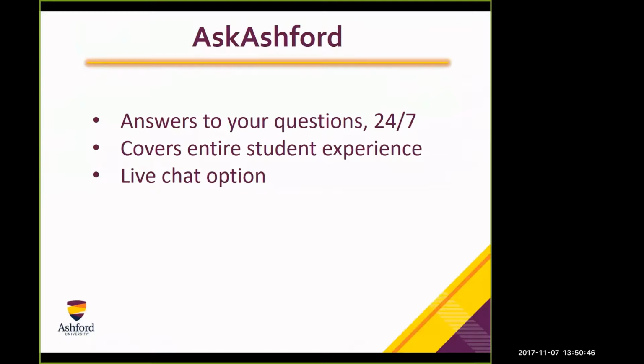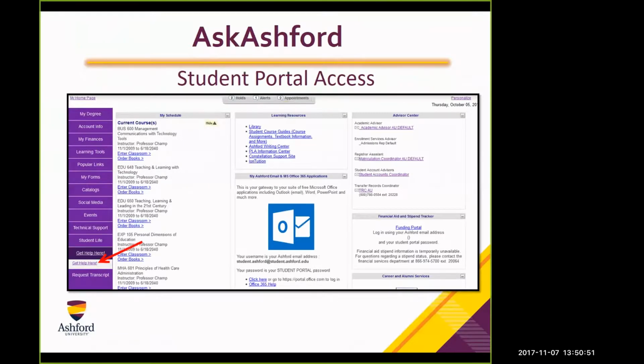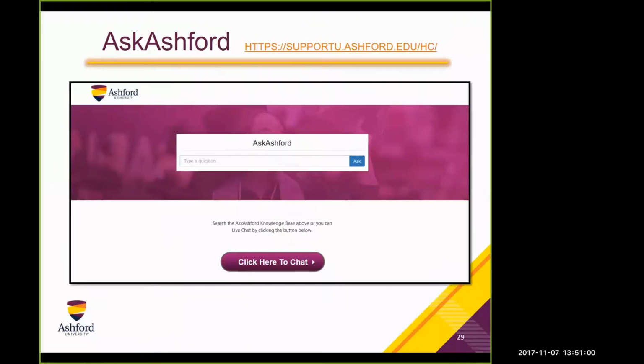So we'll get into some more specific details next. Let's go on to the next slide so I can show you how you access it. How you get to AskAshford is you click on the Get Help Here link in the student portal. And when you click on that link, it'll bring you to the landing page of AskAshford. And this is what it will look like.